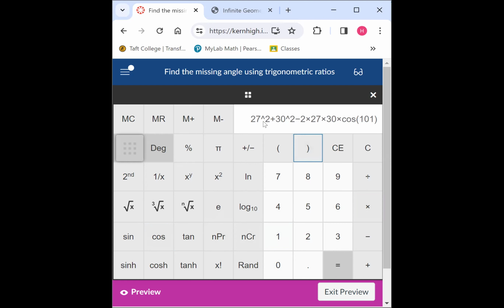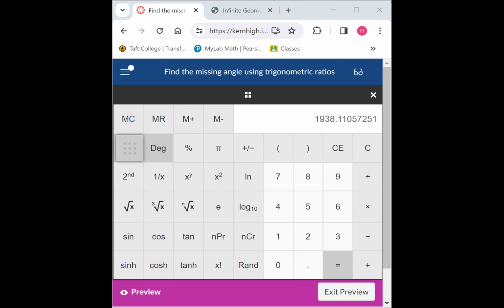You see 27 squared plus 30 squared. This little thing, we call it caret, basically means squared, minus 2 times 27 times 30 times cosine of 101. Good thing the calculator knows order of operations. I'm just going to press equal, and it gives me my answer: 1938.11057251. Okay, so I'm not going to write all of this.